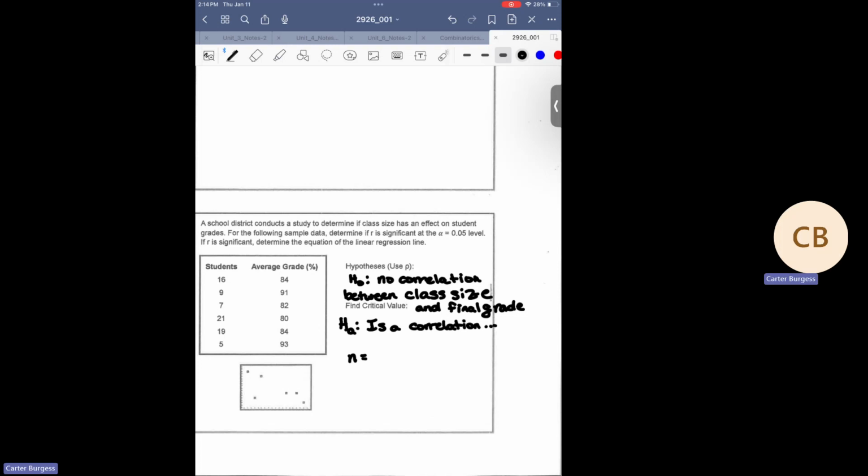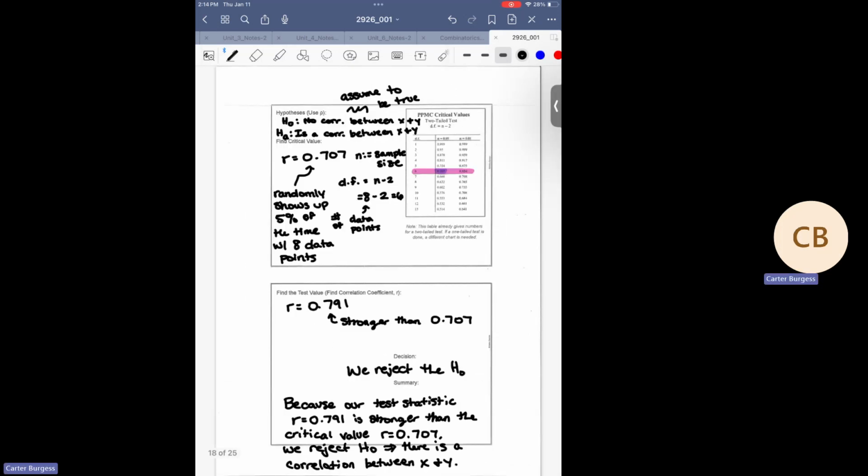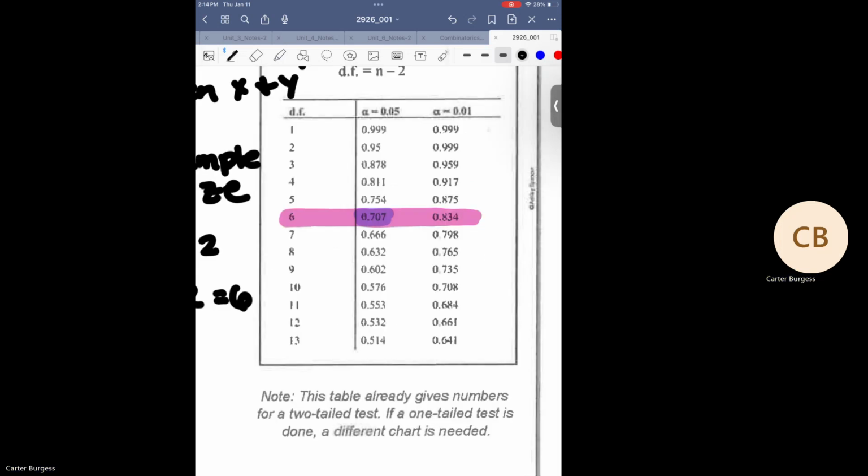Yep. Charlie? Yeah, 6, which means how many degrees of freedom do we have? This is 6 minus 2, which is 4 degrees of freedom. Okay. So let's take a look at our table here.